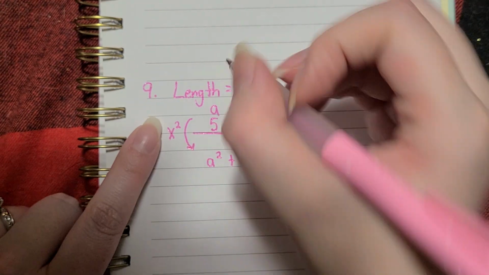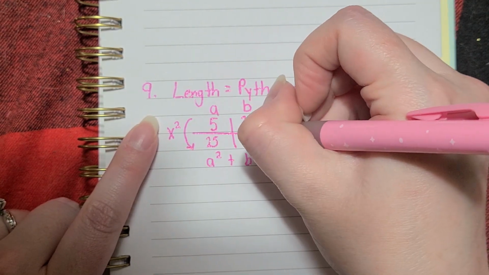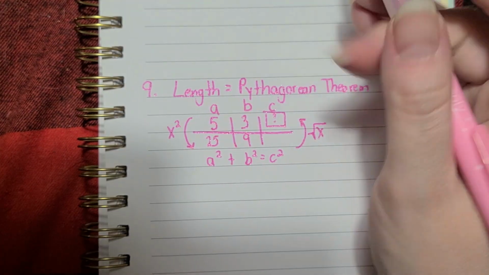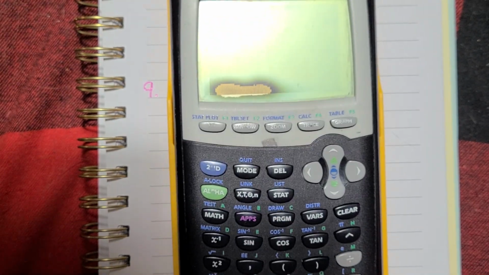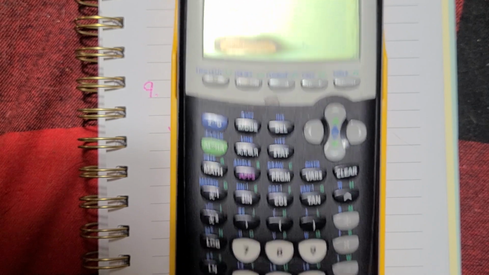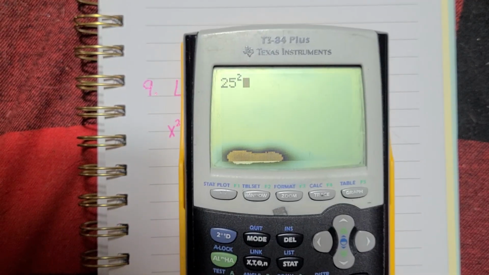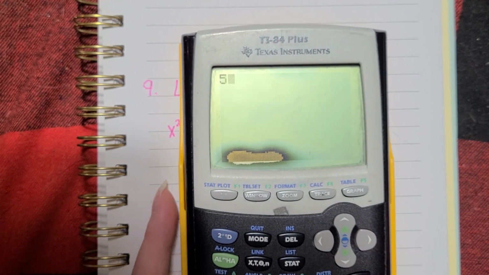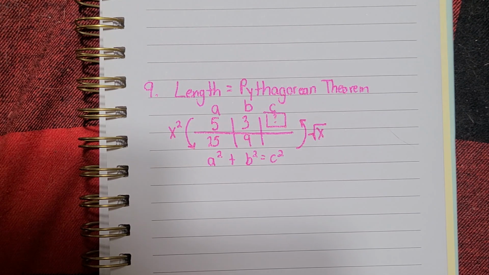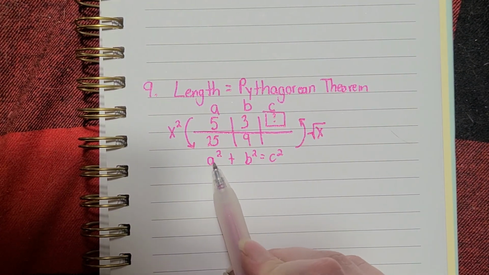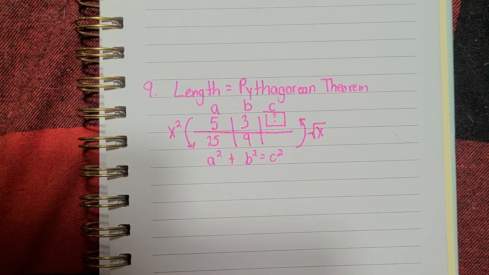Now I just need to square them. 5 squared is 25, 3 squared is 9. You could do these in your calculator. Remember, you have a squared button. You could hit 25, and then to square it, you hit this little x with the 2 exponent. So 5 squared is 25, 3 squared is 9.